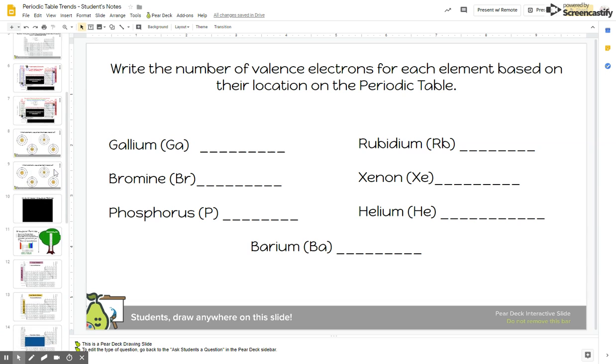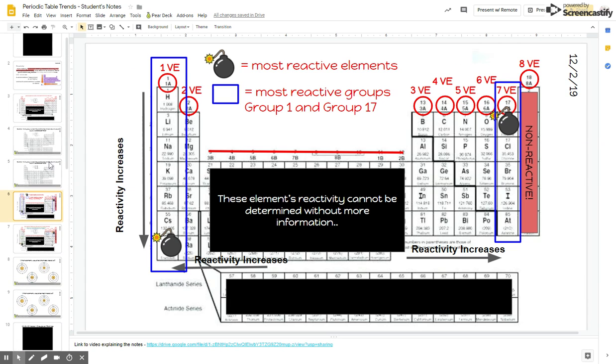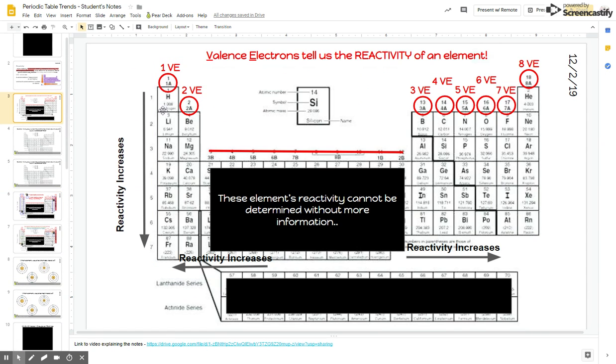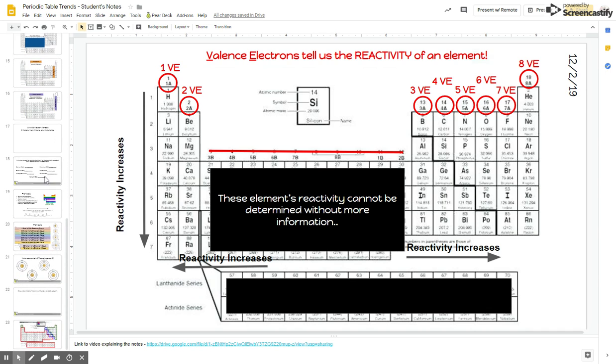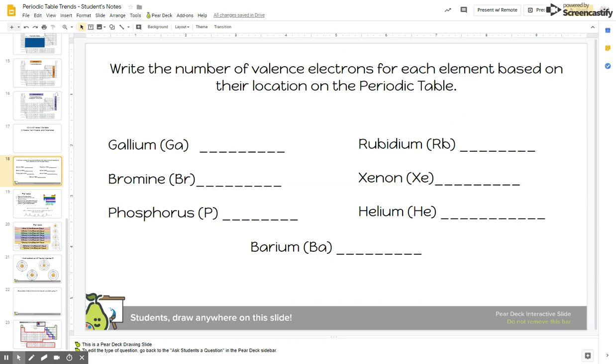So let me go to one real quick. And we have it all circled on some up here. So if we're in group number 1, we know that we have 1 valence electron. But if we go down here to like group 16, we know that they have 6 valence electrons. So we started out class by reviewing that. So on here, you just need to look at them and make sure we can list the valence electron numbers for each of these.